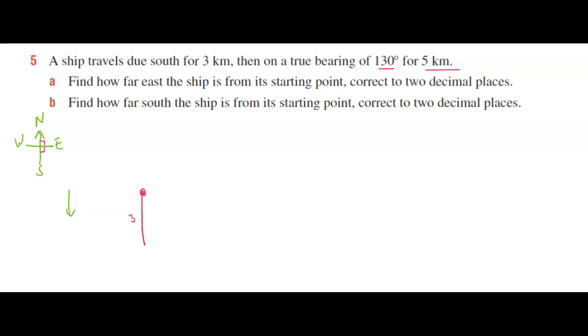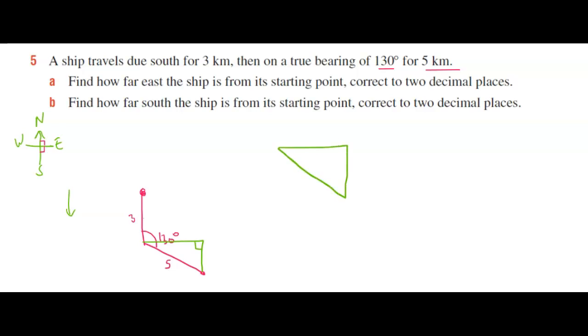So going down something like that, and it's going to be 5. I'll just make that line a little bit longer. Okay, and so this angle is 130 degrees. Find how far east the ship is from its starting point, correct to 2 decimal places. So you've just got to create a triangle. I'm going to go across and then down, and you can see there's my right angle triangle. So I'm going to redraw that over here.